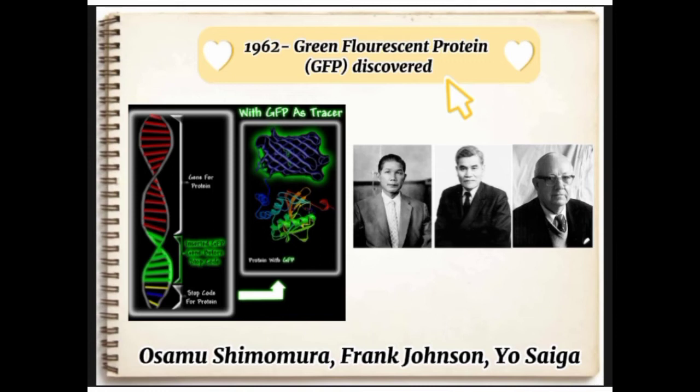1962, green fluorescent protein, GFP, discovered. Osamu Shimomura, Frank Johnson, and Yo Saiga discovered green fluorescent protein, GFP, in the jellyfish Aequorea victoria. GFP fluoresces bright green when exposed to blue light.